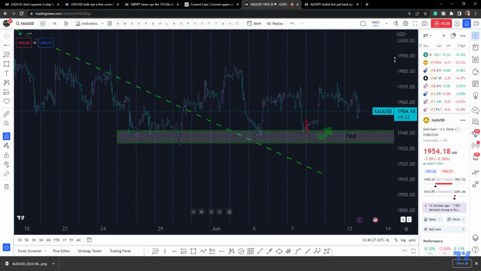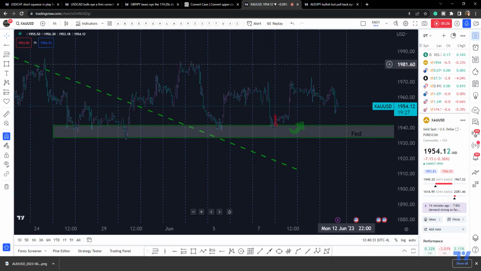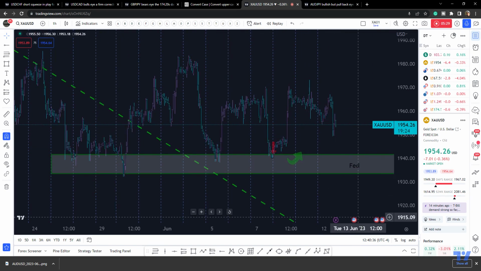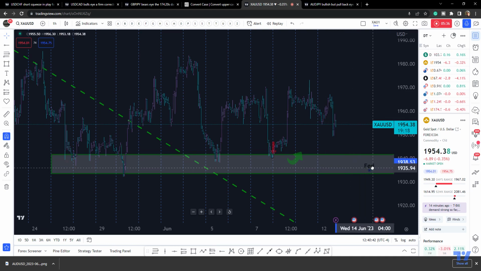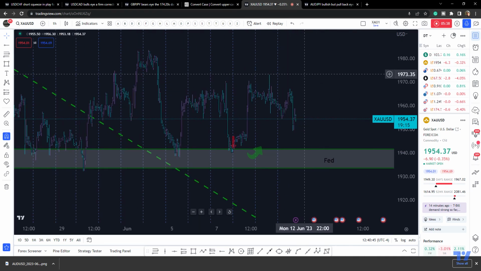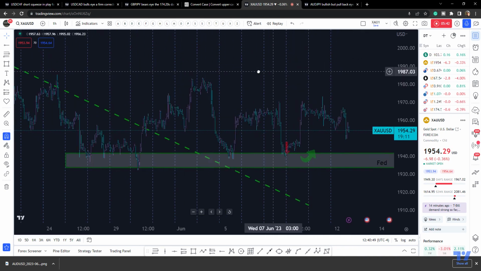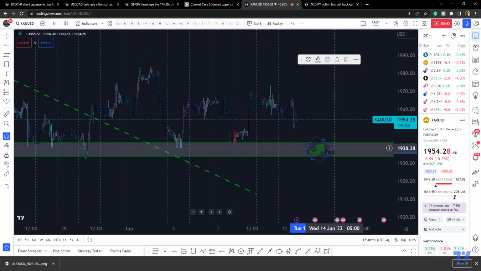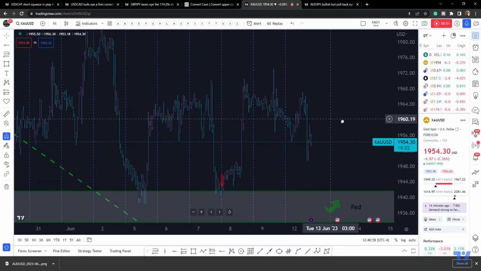Now we've got the Fed coming up over here. So CPI tomorrow, and then the Fed. So crucial time really. Maybe we're coming into support ahead of the Fed. Very difficult to know, but all we can see is the price action.